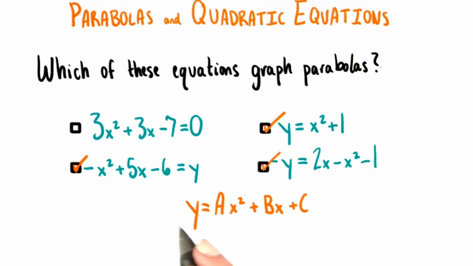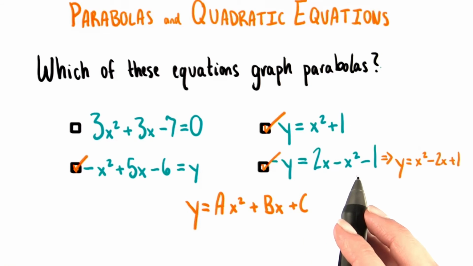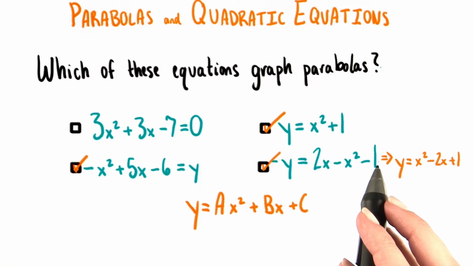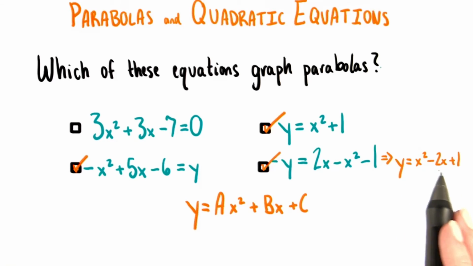The only thing that's preventing it from being in this general form is the negative sign in front of the y. If we just multiply both sides of the equation by -1 and rearrange the terms on the right-hand side, we end up with an equation of a parabola in the form that we can recognize. y equals x squared minus 2x plus 1.